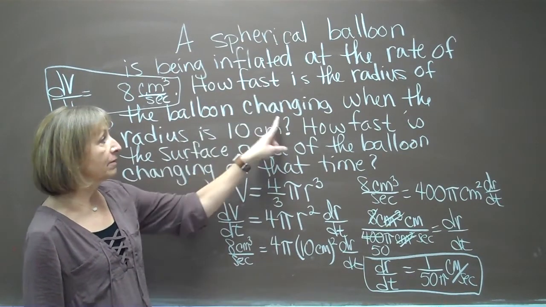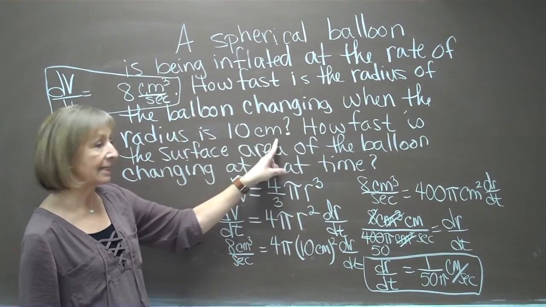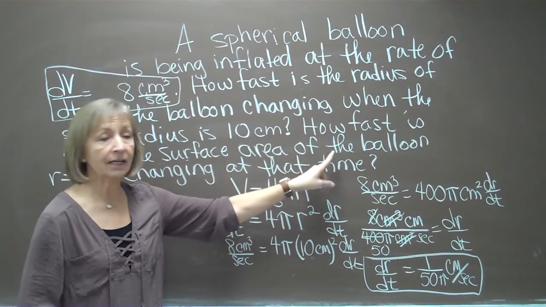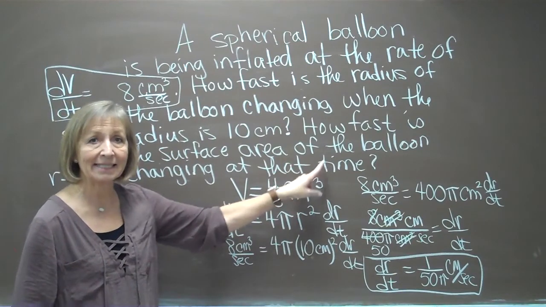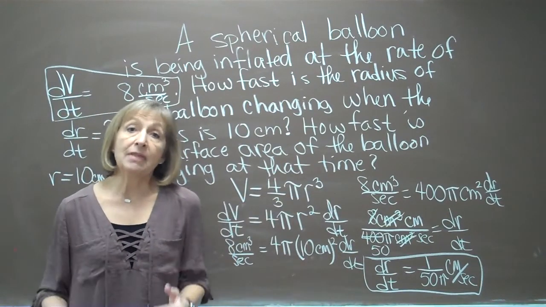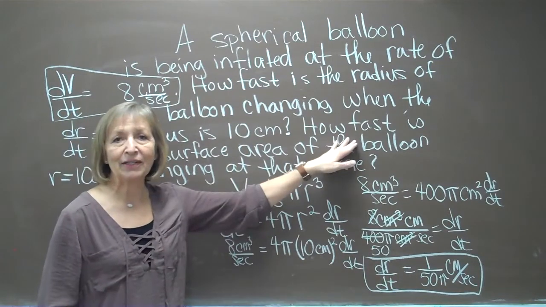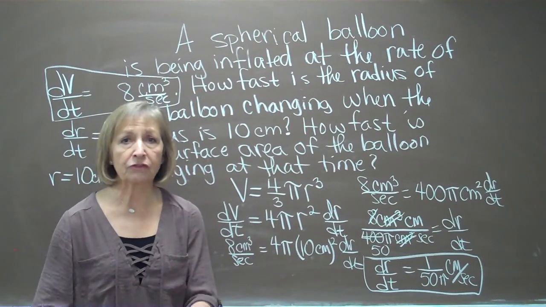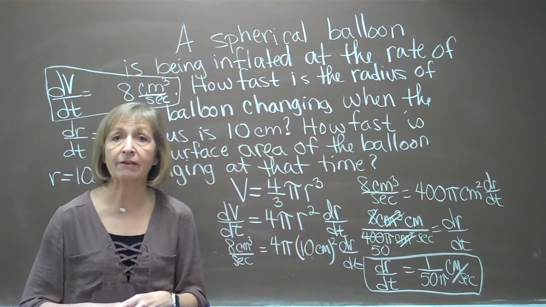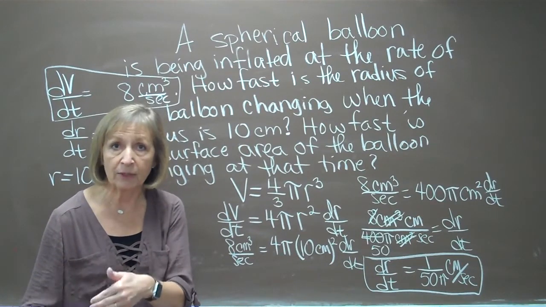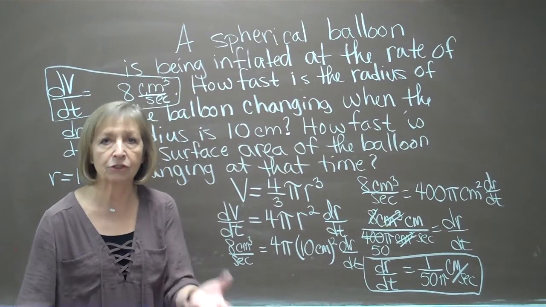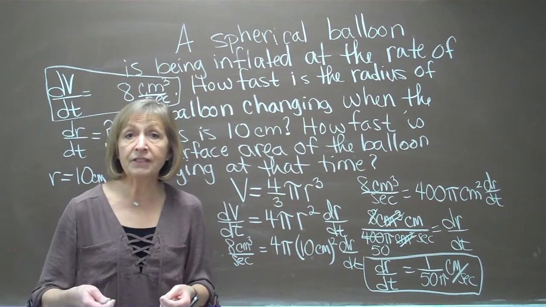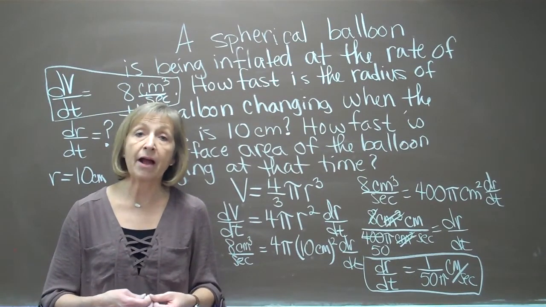How fast is the radius of the balloon changing when the radius is 10 centimeters? We still need to answer, how fast is the surface area of the balloon changing at that time? To do that process, we need to look at the surface area of a sphere. If you look up a Google search of surface area of a sphere, or even if you wanted to do that for the volume of a sphere, if you hadn't remembered what it is, always remember you can research and just find that formula by putting it in your Google search. Well, the surface area of a sphere's formula is 4 pi r squared.